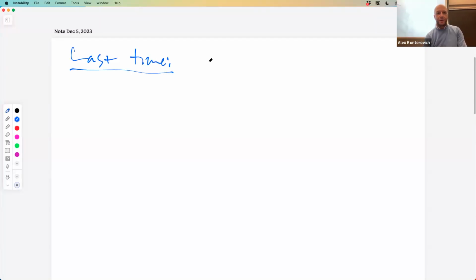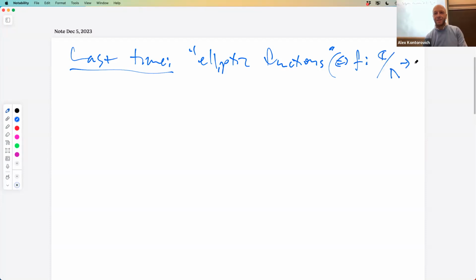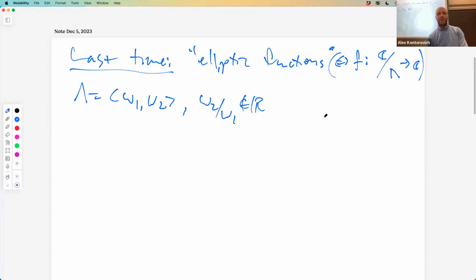Last time we learned about these things called elliptic functions, which is a very funny name for something that just means doubly periodic. Functions on a lattice. Functions invariant under translation by a lattice. Lambda is generated by 2 points W1, W2, with W2 over W1 not real.